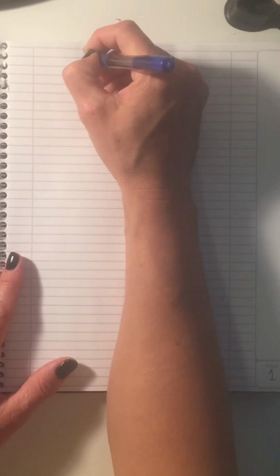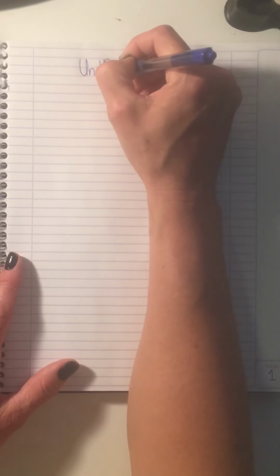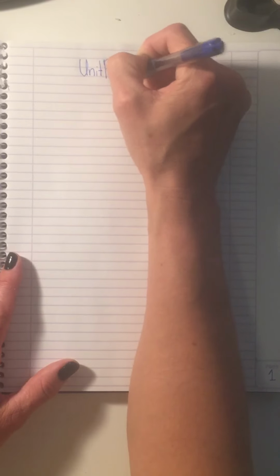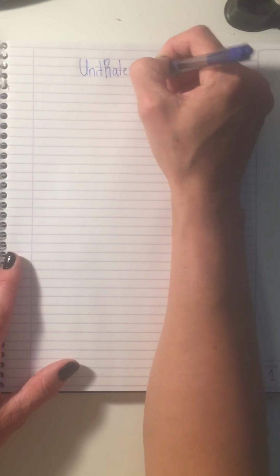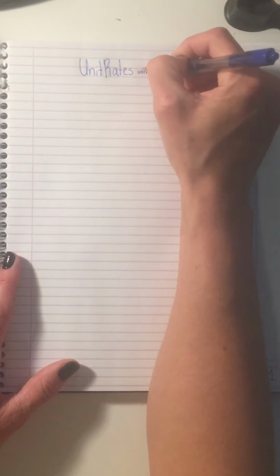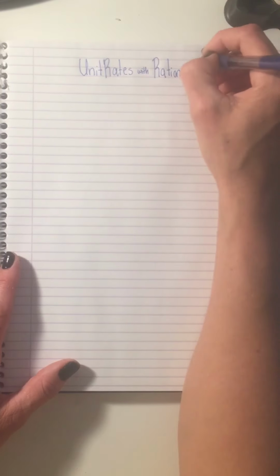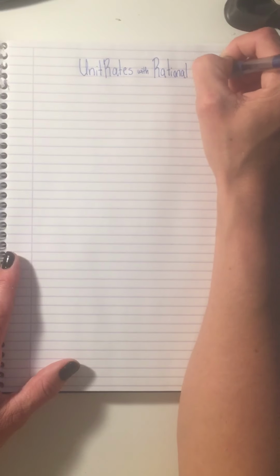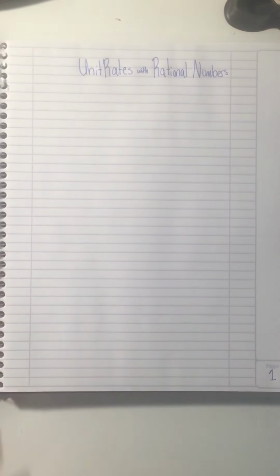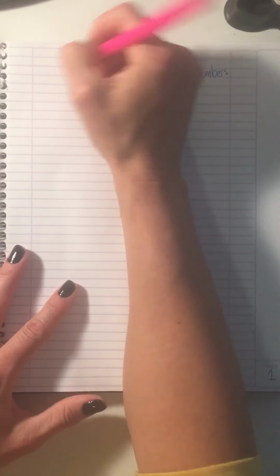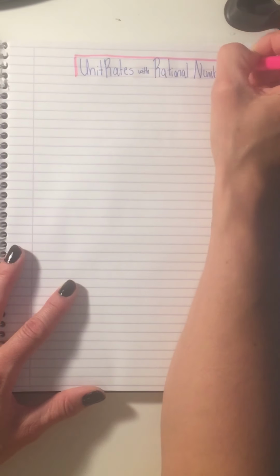So I'm going to write in big letters, unit rate, rates with rational numbers. Did not do a very good job of centering it, but that's okay. And then to make it easy for me to spot on the page, I'm going to grab a highlighter and I'm just going to put a box around it.